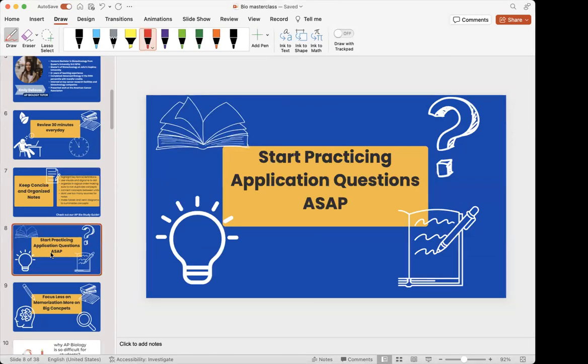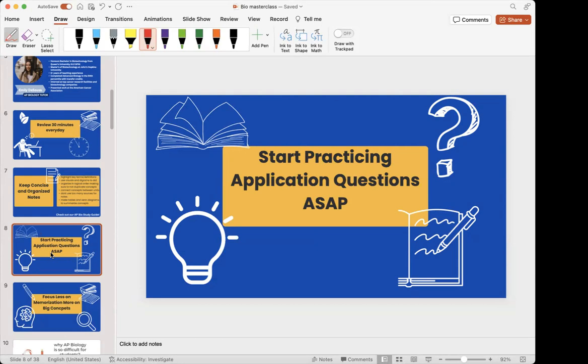Okay. So my next study tip is to start practicing application questions as soon as you can. Now, they will be difficult, and I don't want students to get discouraged because that's the point of them. Application questions are the hardest ones. But if you only spend the last 2 weeks trying to figure out how to do them, you're not going to be building the skills to actually do the application problems.